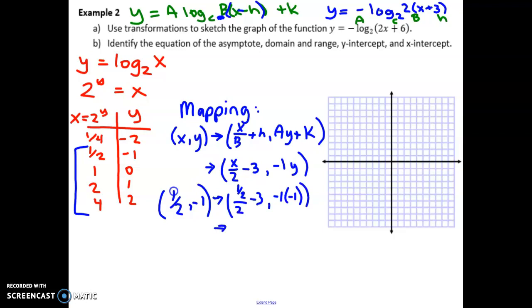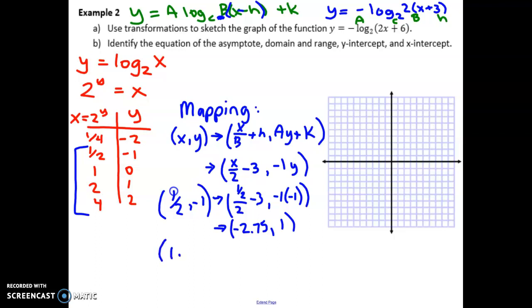Now you can use your calculator for this, but 1/2 divided by 2 is going to be 0.25, and then we subtract 3, so we get -2.75, and then the -1 and the -1 is going to be a +1. So my 1/2 and -1 is going to now be at -2.75 and 1.